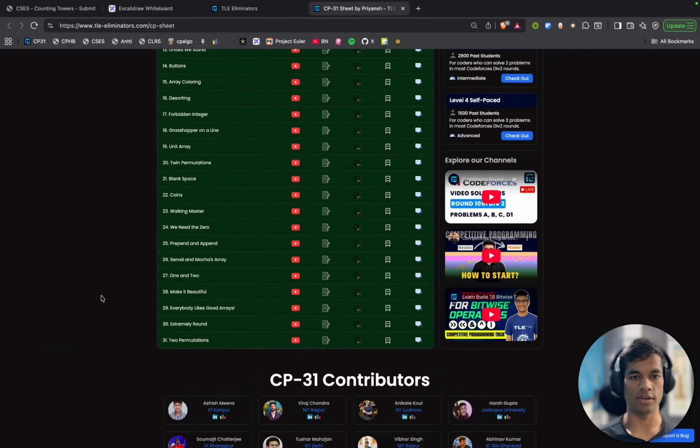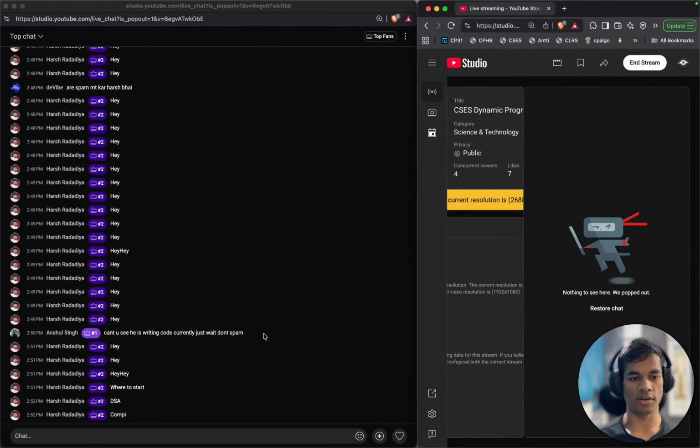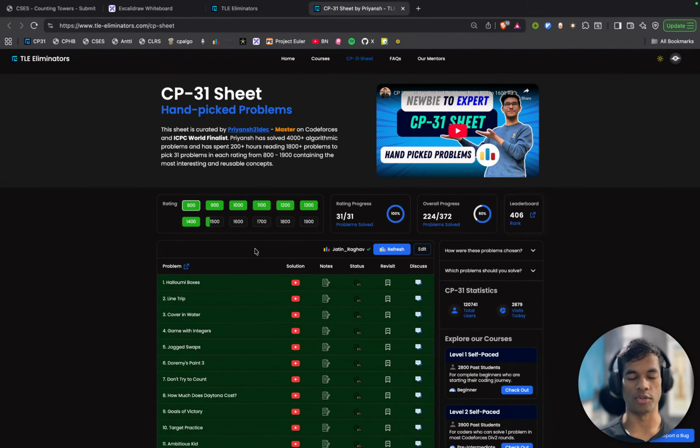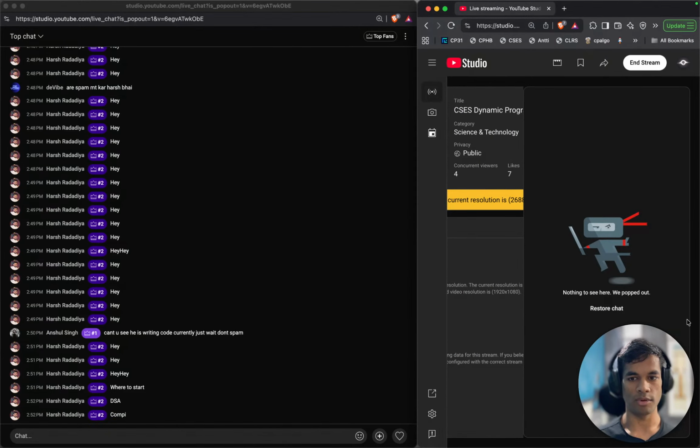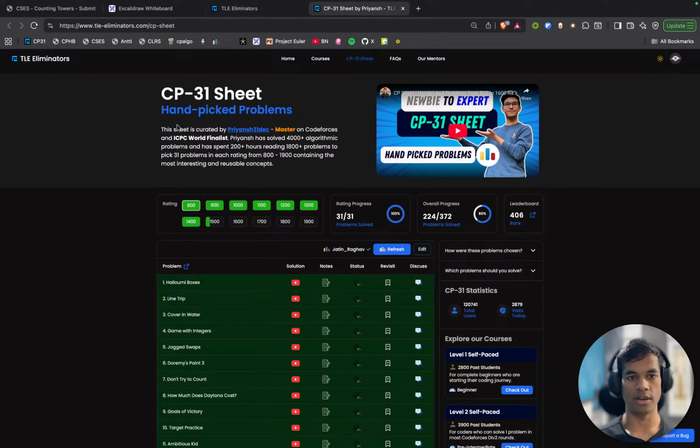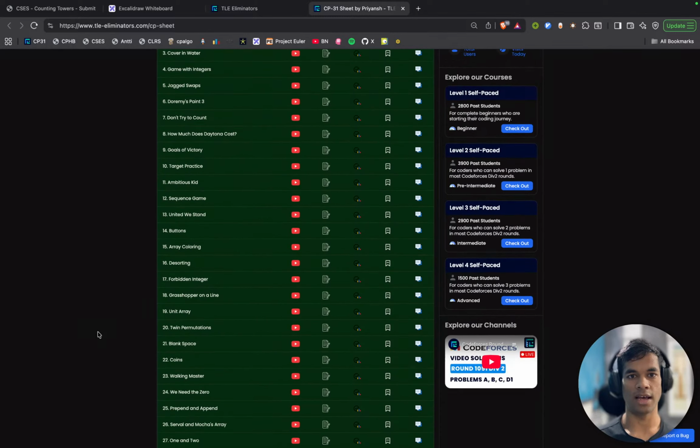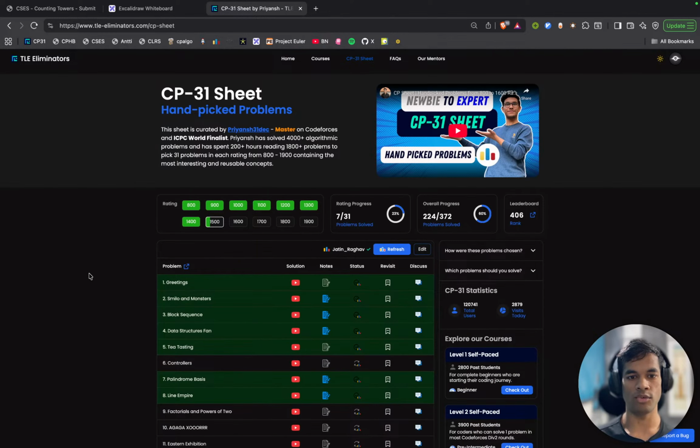For the first few problems, you will just struggle, and not just for the first few problems, you will struggle throughout this sheet, beginning from 800. When you get to 1900 rated questions, you will struggle throughout, and you can begin your journey from here. And you do not have to have a well organized plan when you start. You just start and things will make sense as you keep going forward.